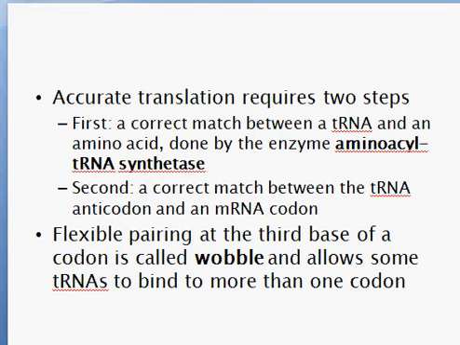Next, you need a correct match between the transfer RNA and its anticodon region with the codon that is found on the messenger RNA. So if you get these two steps done correctly, then you get the correct placement of an amino acid onto the polypeptide that is being synthesized by the ribosome. And again, that wobble idea is defined as a flexible pairing at the third base of the codon, and it's called a wobble because it allows some transfer RNAs to actually bind to more than one codon.